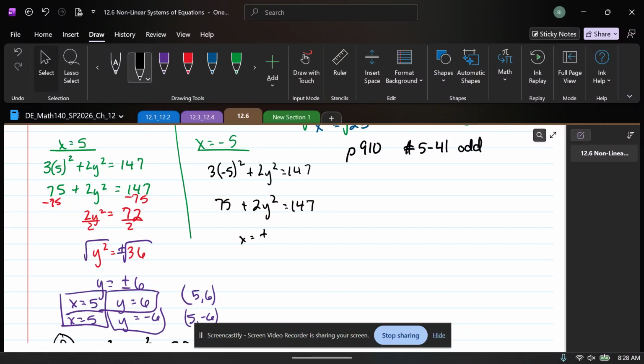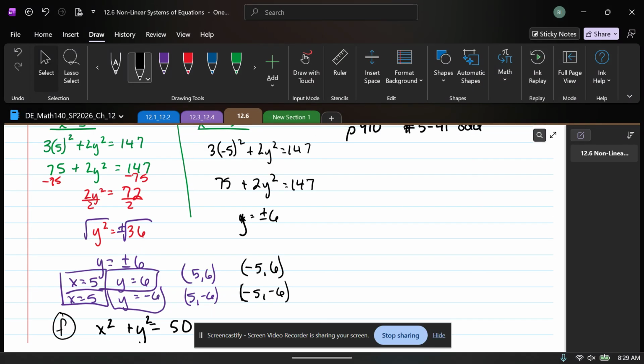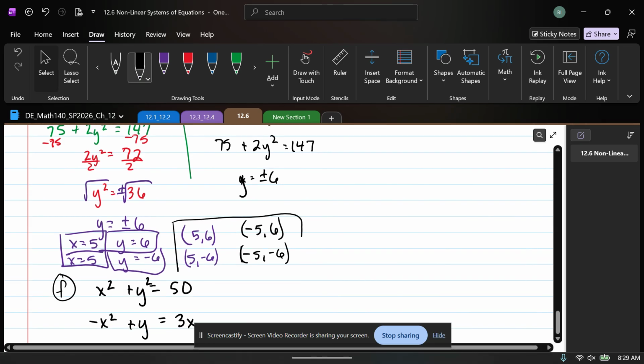y equals plus or minus 6. Not x, y equals plus or minus 6. So I get ordered pairs negative 5, positive 6, and negative 5, negative 6. So this one had 4 places where it crossed.